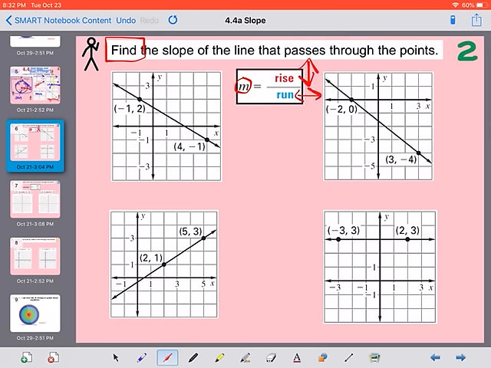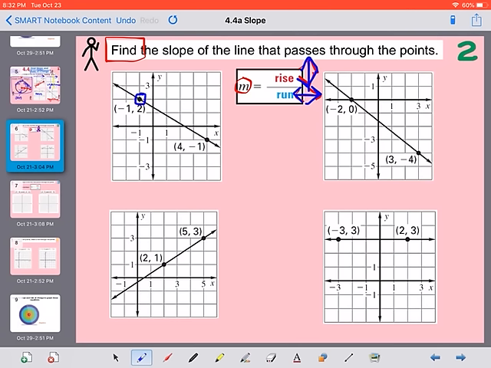I like to think of this as going into a hotel. You have to take the elevator up and down before you can go to the room that you want, walking left and right from door to door. So we always count rise over run. It doesn't really matter which point you start at. I like to start always on the left.